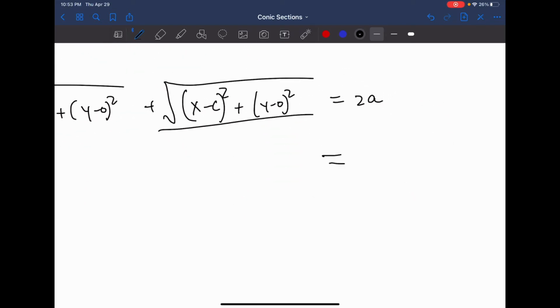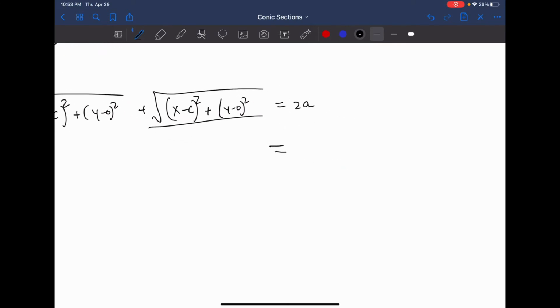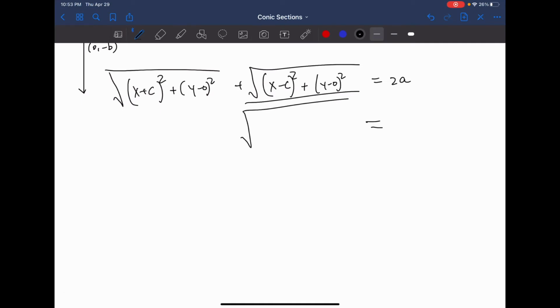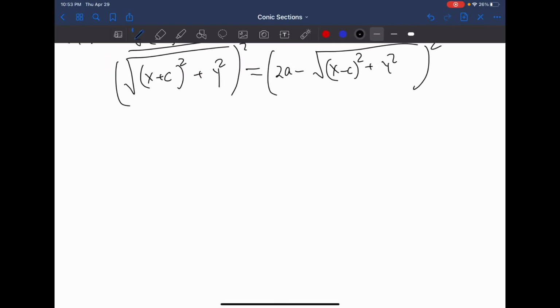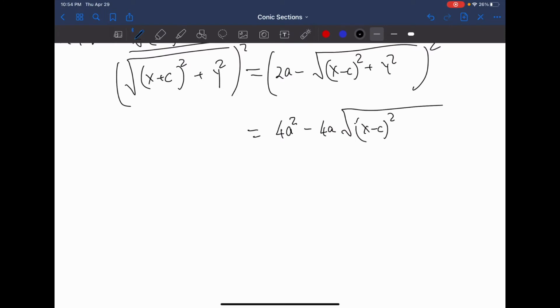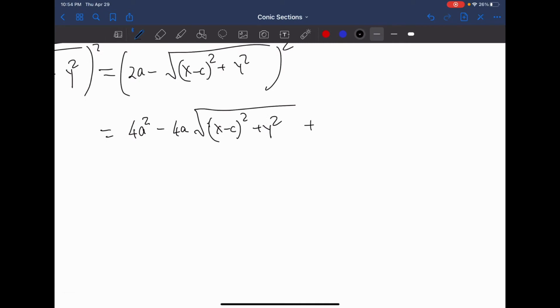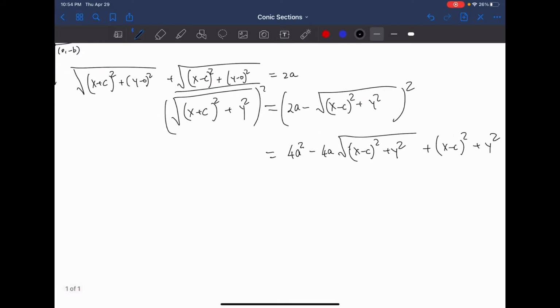Let's move this expression to the other side of the equation to help us reduce the radical signs that we have over here. So we have the square root of (x plus c) squared plus y squared, because y minus 0 is just y, equals 2a minus this whole messy thing. And let's square both sides to get 4a squared minus 4a times this thing, which is still over here. Don't forget to add this, and remember this sign is plus, (x minus c) squared plus y squared. And this side would just have everything except that there's no radical anymore.